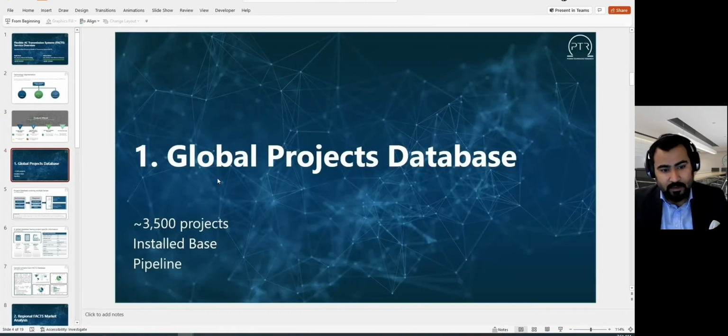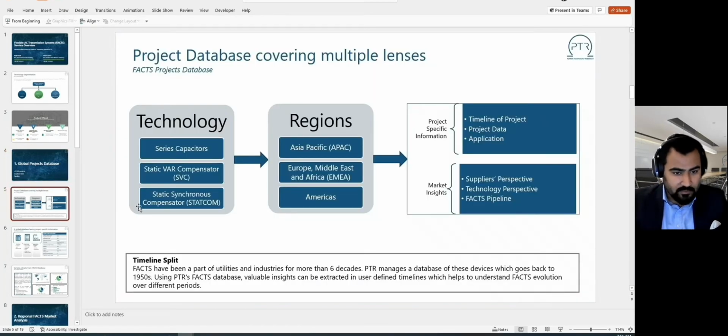Starting with the project database, which is a database of around 3,500 projects around the world. We are covering projects for the three different technologies that I just mentioned. We're looking at three regions, APAC, EMEA, and Americas, of course. And then for the project information, we're looking at the timeline of the project data, what was the application, that I'll talk about in a second with an example project. And then also we're extracting certain market insights from this database using Power BI.